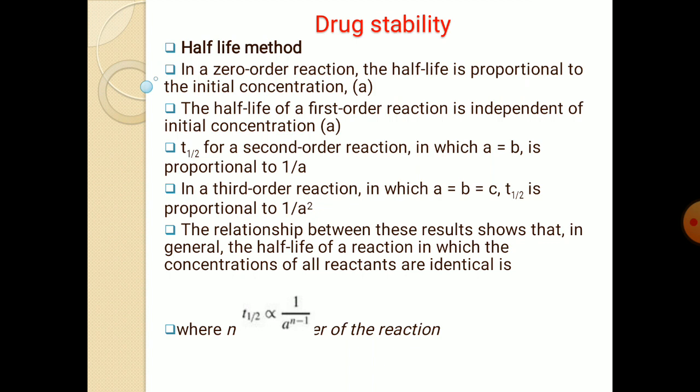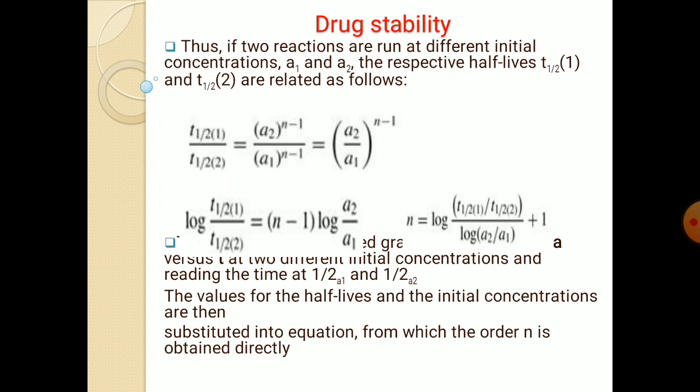Now this is our common observation. So we can write the common equation for all these orders, like zero order, first order, second order, third order. So T half is proportional to 1 upon A raised to n minus 1, where n, that is a small n, is the order of reaction that we have to determine. Now if two reactions are run at different initial concentrations, that is A1 and A2, the respective half-lives, that is T half 1 and T half 2 for the two reactions, can be given by this equation.